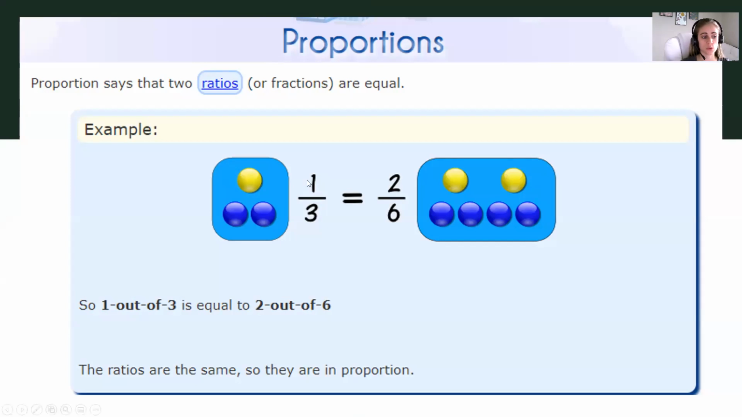For this first one here, 1/3, there is one yellow circle for every 3 circles. That's our ratio, 1 to 3. Well, that is equivalent to our second ratio, 2 to 6. There are 2 yellow circles out of every 6. Because these ratios are equal, they are equivalent, that means they are set up to be a proportion.